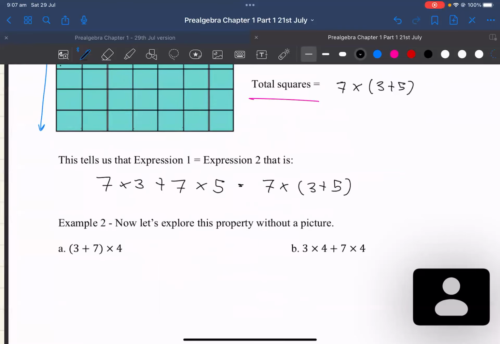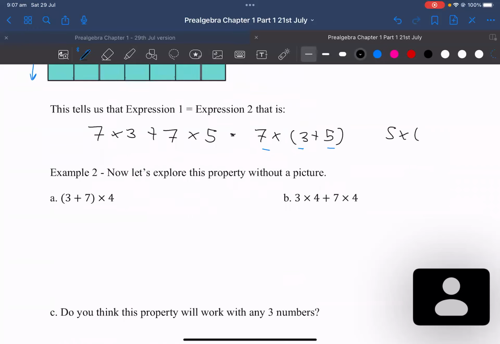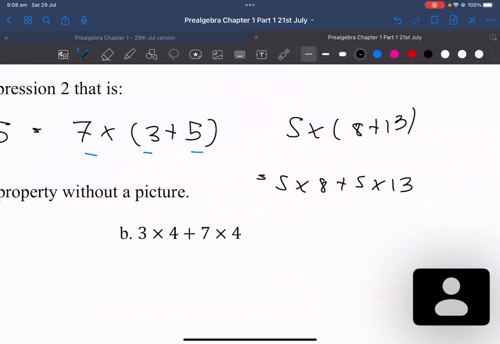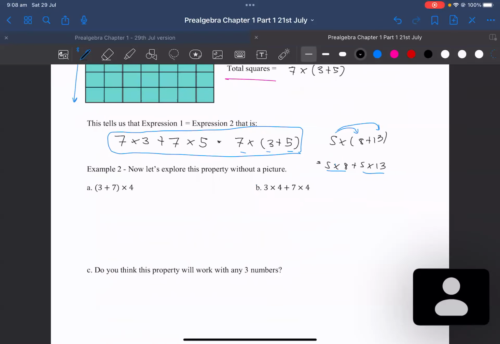But is there anything special about these numbers 3, 5, and 7? No, right? You can just do it with any numbers. You can do 5 times 8 plus 13 is the same as 5 times 8 plus 5 times 13. Do you think that's true as well? If I calculate like this, and I calculate like this, flip it, it should stay the same, right? Just because it works here for these numbers, there's no reason why it shouldn't work for other numbers as well, right? So let's take a look at an example without a picture.